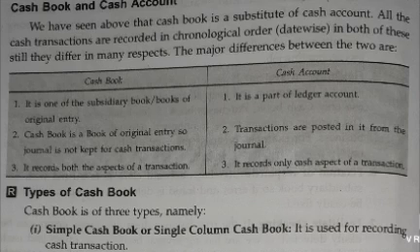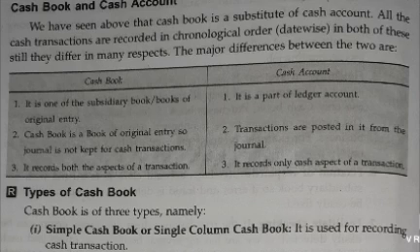You have to keep in mind, a journal is not kept for cash transactions, and in the cash account, transactions are posted from the journal. So in the cash account, all the transactions are posted from the journal. And the cash book records both aspects of the transaction, while the cash account records only the cash aspect of the transaction.